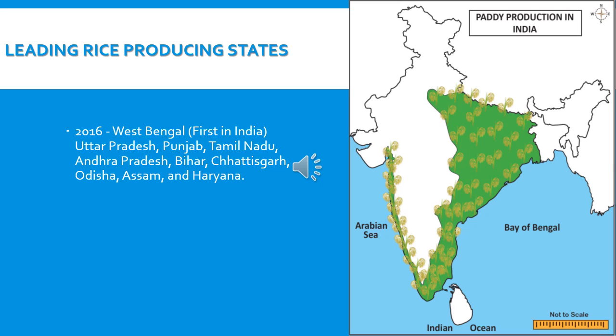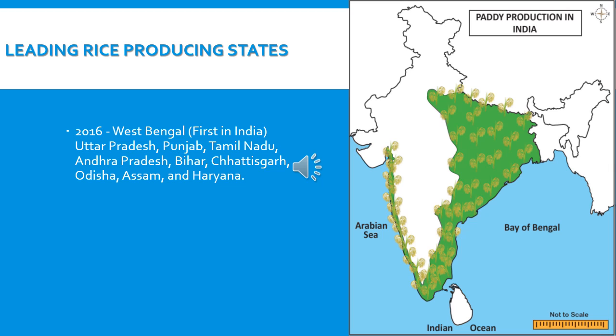Followed by Uttar Pradesh, Punjab, Tamil Nadu, Andhra Pradesh, Bihar, Chhattisgarh, Odisha, Assam and Haryana. So in 2016, the first 10 leading rice producing states are West Bengal first in India, then Uttar Pradesh, Punjab, Tamil Nadu, Andhra Pradesh, Bihar, Chhattisgarh, Odisha, Assam and Haryana.